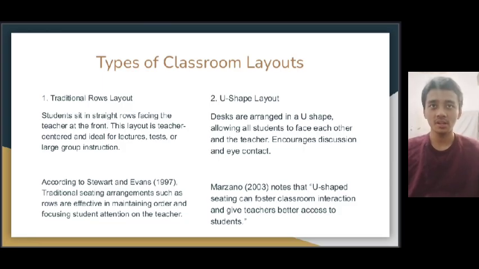This includes the layout of desks, use of classroom resources, and the flow of daily routines. Types of classroom layouts. 1. Traditional rows layout. Students sit in straight rows facing the teacher at the front. This layout is teacher-centered and ideal for lectures, tests, or large group instructions. According to Stewart and Alvarez from 1997, the traditional sitting arrangements such as rows are effective in maintaining order and focusing student attention on the teacher.